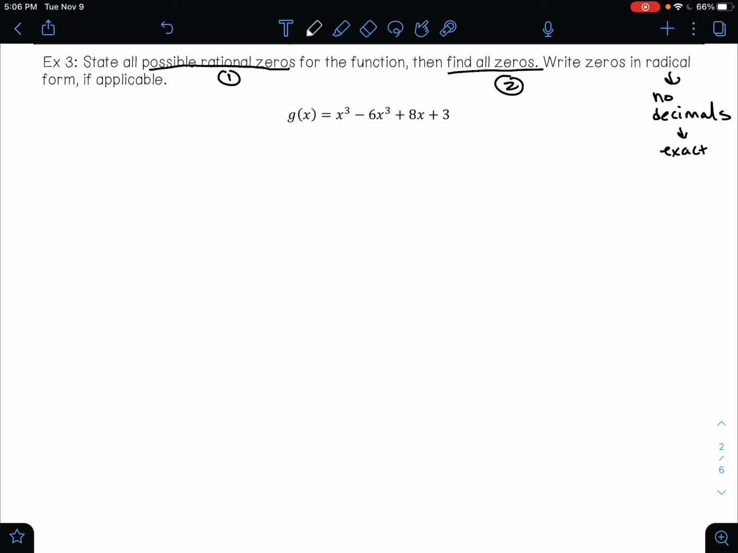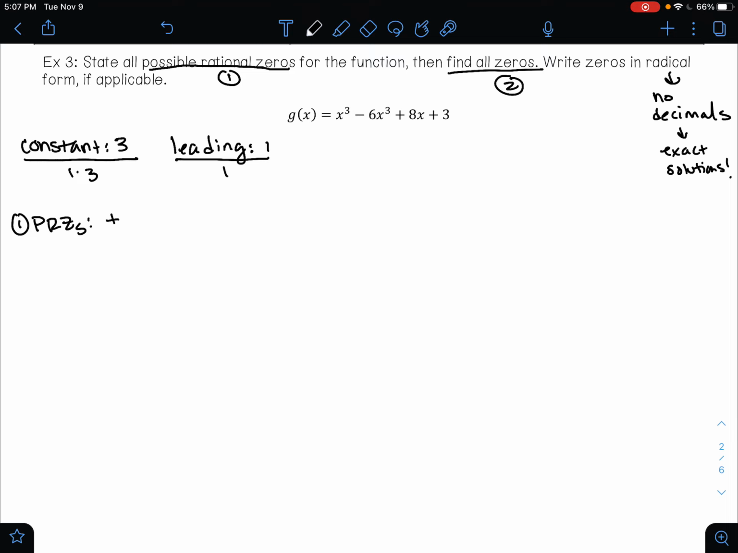So let's see what that looks like. To find my possible rational zeros, you have to do constant divided by leading. My constant is 3. The factors of 3 are 1 and 3. My leading coefficient is 1. The factors of 1 are 1. So my possible rational zeros are plus or minus 1 and plus or minus 3. Again, that's constant divided by leading. This was the first thing they were looking for.